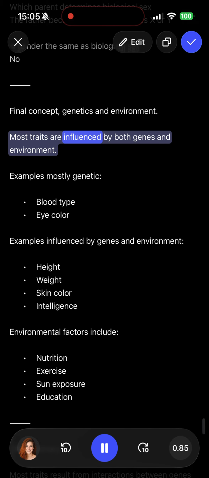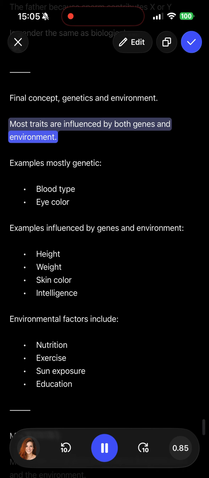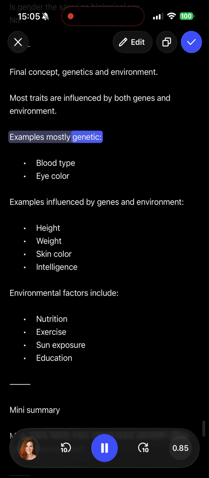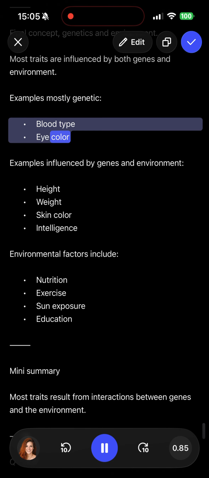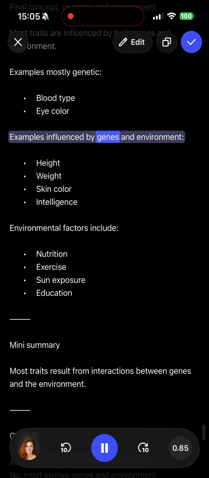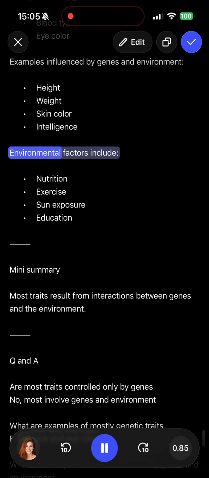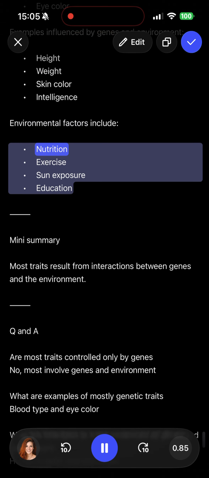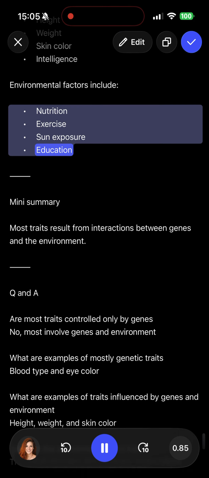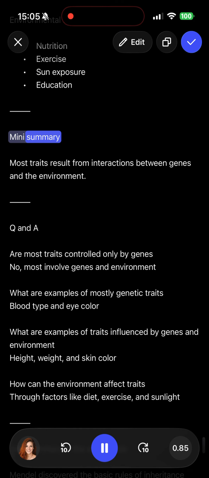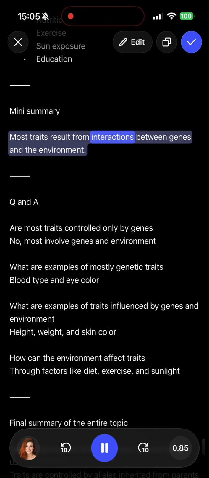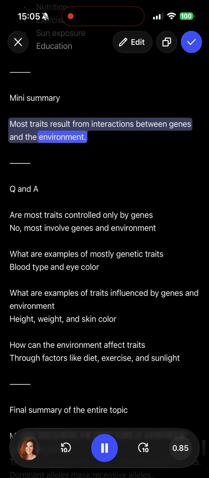Most traits are influenced by both genes and environment. Examples mostly genetic: blood type, eye color. Examples influenced by genes and environment: height, weight, skin color, intelligence. Environmental factors include nutrition, exercise, sun exposure, education. Mini summary: Most traits result from interactions between genes and the environment.